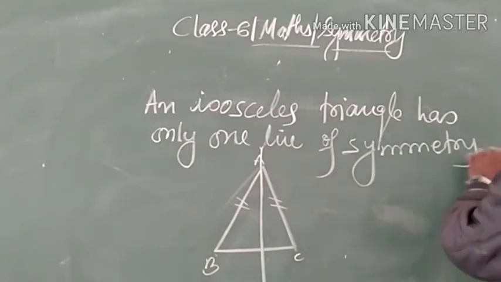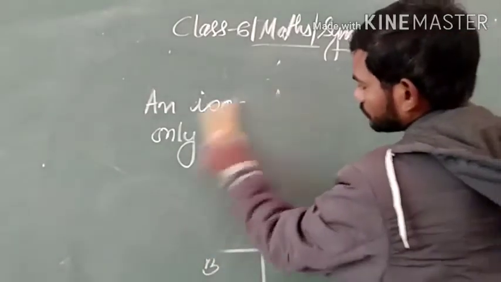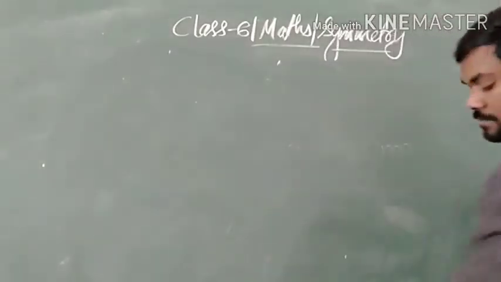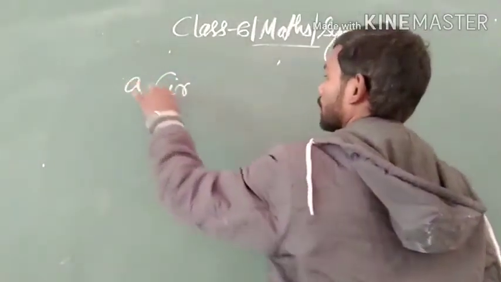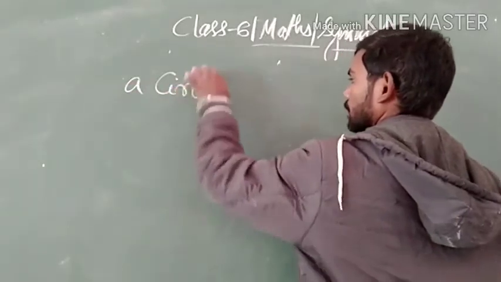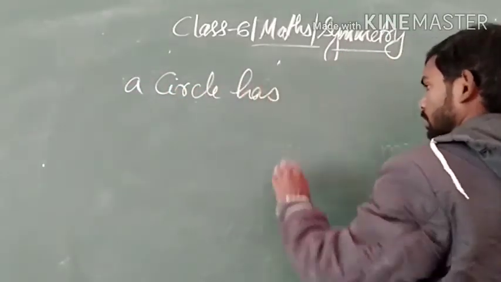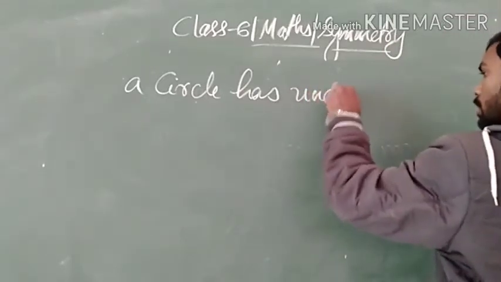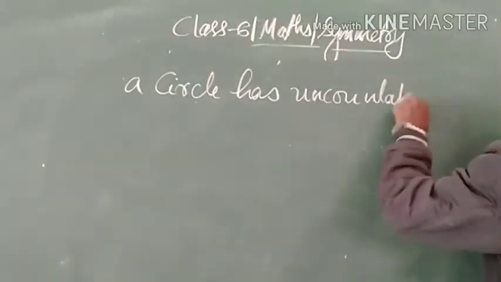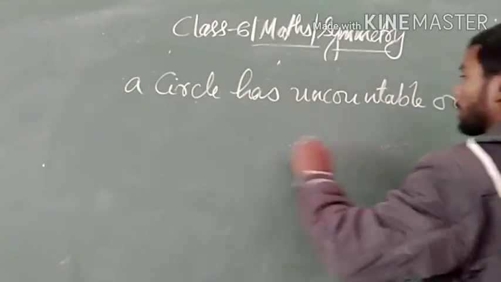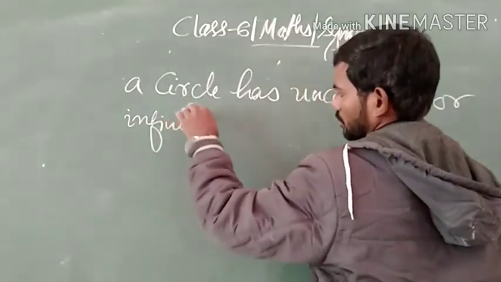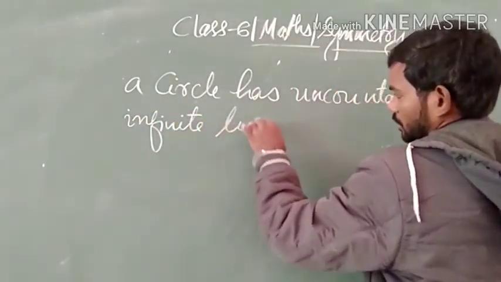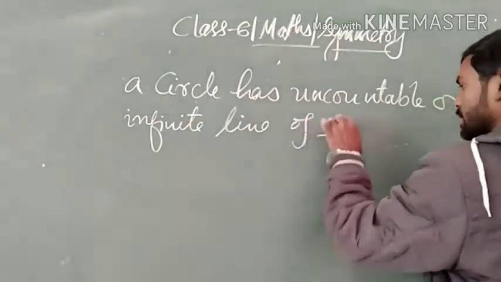Now let's see about the circle. A circle has uncountable or infinite lines of symmetry.